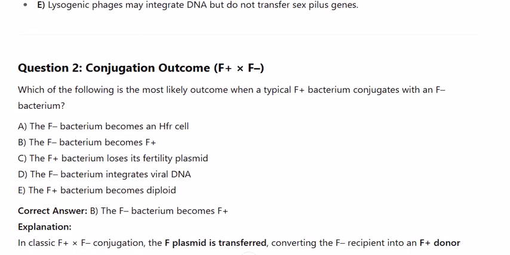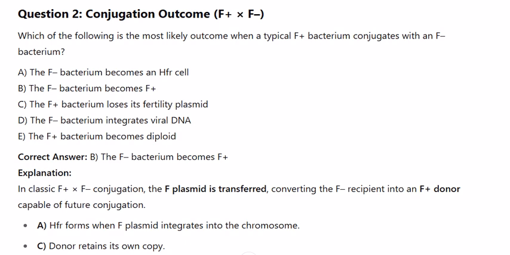Question 2. Conjugation outcome, F plus by F minus. Which of the following is the most likely outcome when a typical F plus bacterium conjugates with an F minus bacterium? A. The F minus bacterium becomes an HFR cell. B. The F minus bacterium becomes F plus. C. The F plus bacterium loses its fertility plasmid. D. The F minus bacterium integrates viral DNA. E. The F plus bacterium becomes diploid.